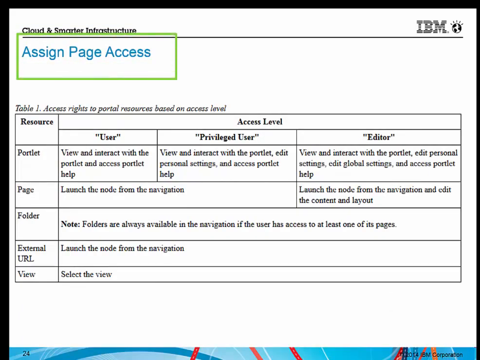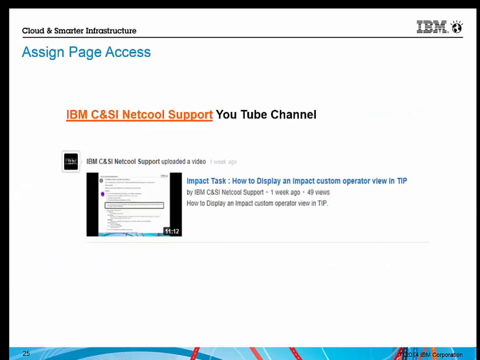Now let's look at assigning page access. Our two users, Test ID 1 and Test ID 4, need access to custom operator view pages and portlets. The next two sections will go into detail on how to assign these access levels. If you need help understanding how to display custom operator view pages, see my other video under IBM CNSI NetCool Support's YouTube channel called How to Display and Impact Custom Operator View in TIP.